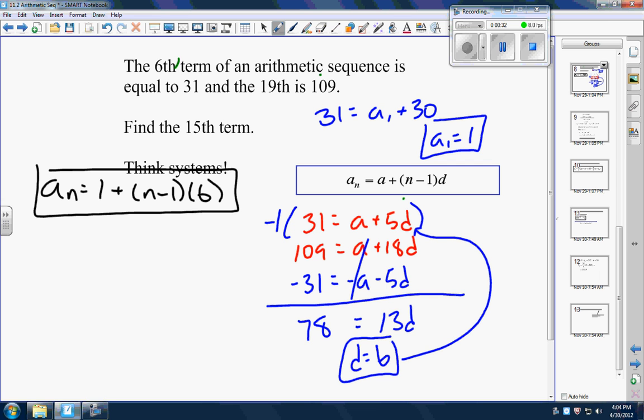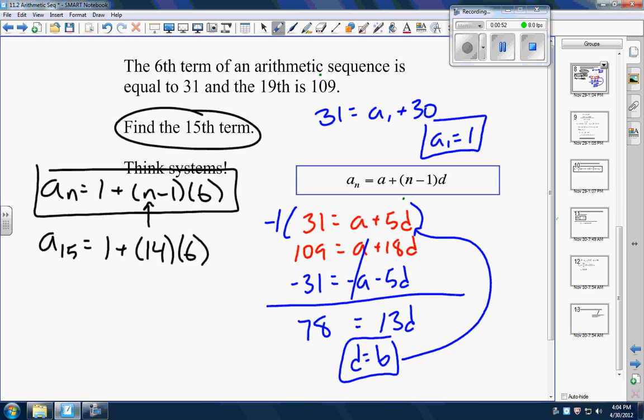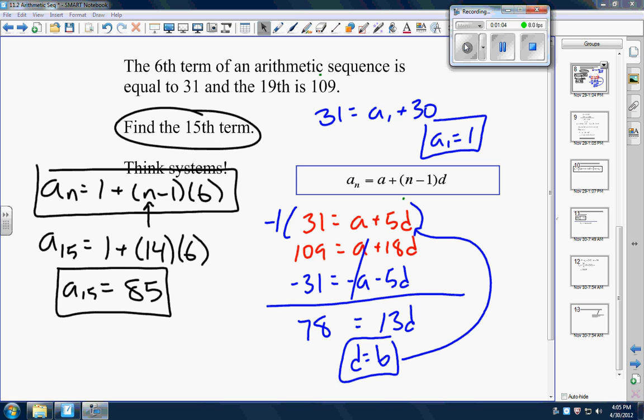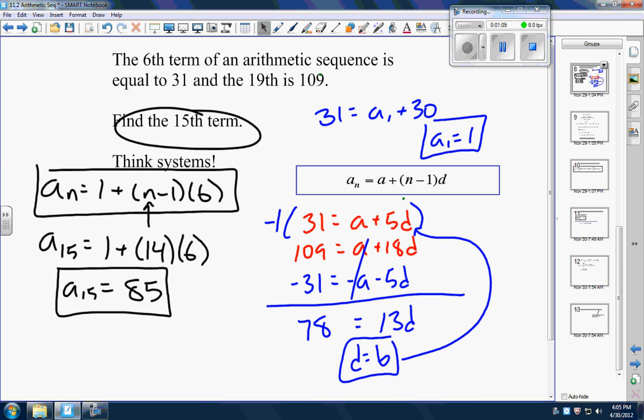This will give us anything we want. So if I plug in a 6 there, I better get 31. So it's one way you can check if you did your system correctly. They want the 15th term, so a sub 15 is just 1 plus 14 times 6. So that should be 85. Again, that should make sense. 15 is less than the 19th term, and the 19th term was 109, so sounds about right.